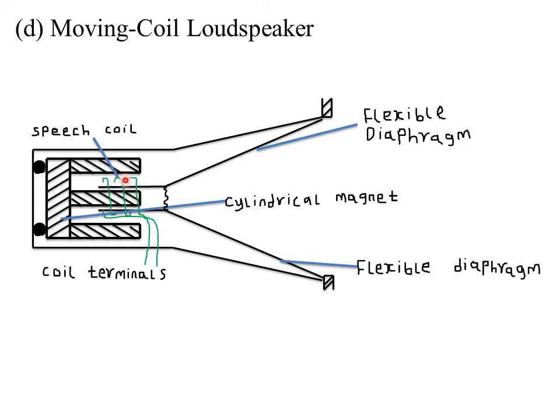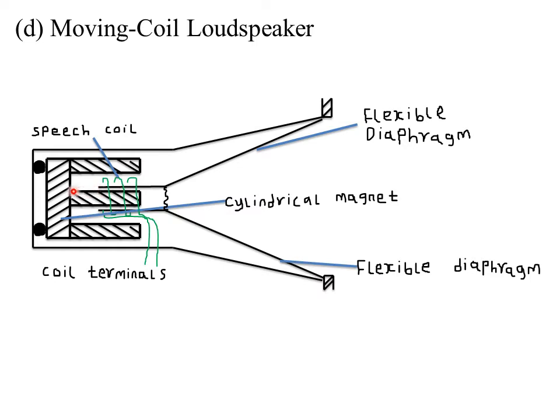So remember, the speech coil is flexible, or it is free to vibrate depending on the kind of force that is acting on it. A speech coil which is wound on a cylindrical former and positioned in the narrow gap between the poles of the magnet is free to move back and forth in the magnetic field. So this is our speech coil. It is located in between the poles of a magnet. If this is the north pole, then this should be the south pole, such that you attach the speech coil in between the magnetic field, such that it experiences a very strong magnetic field.